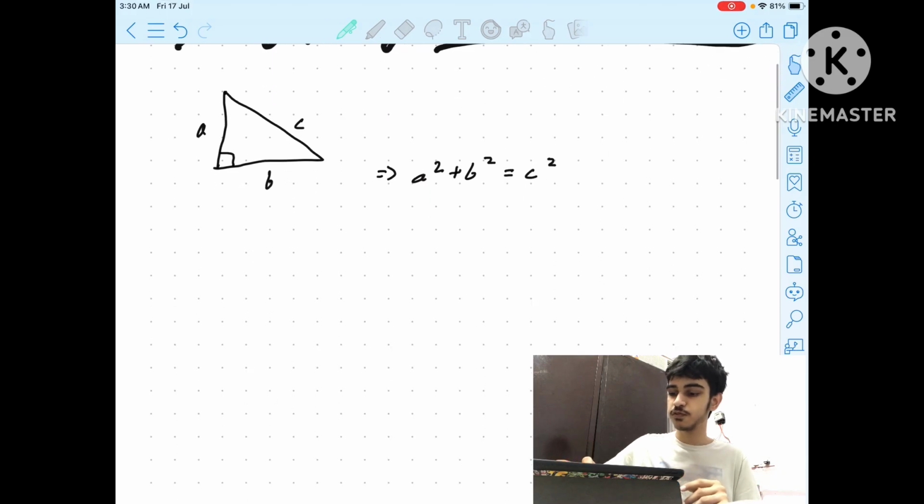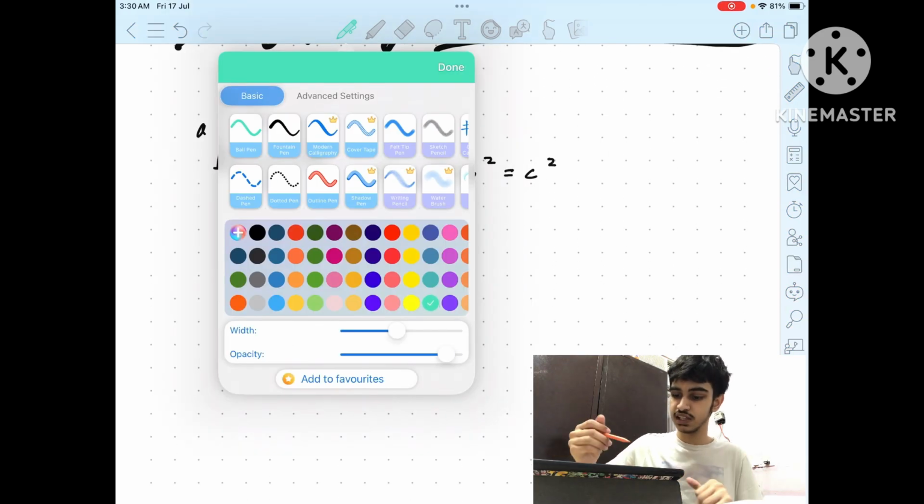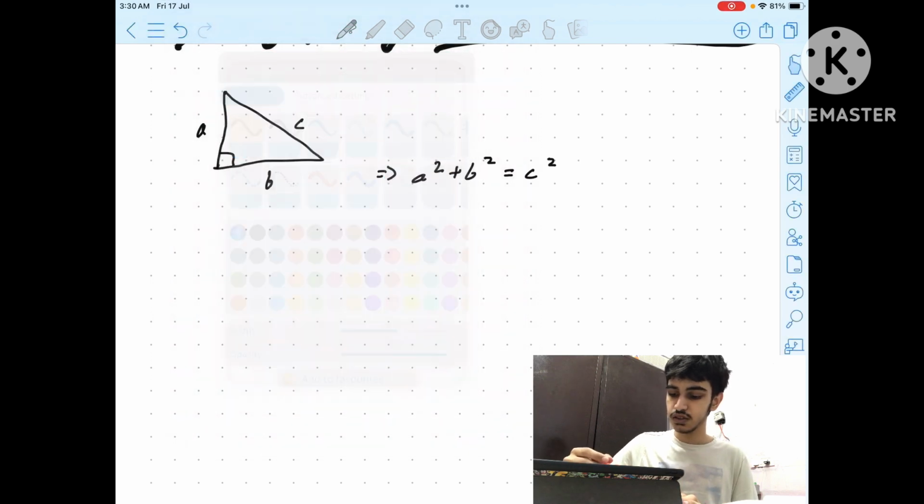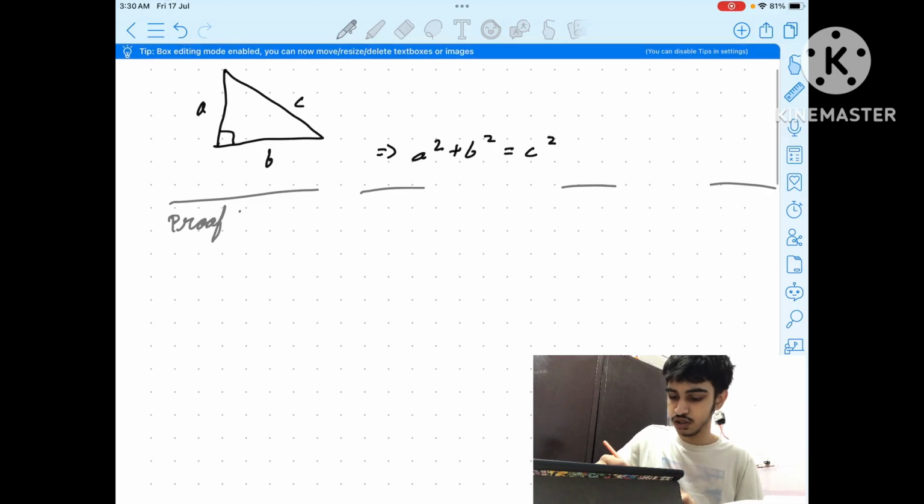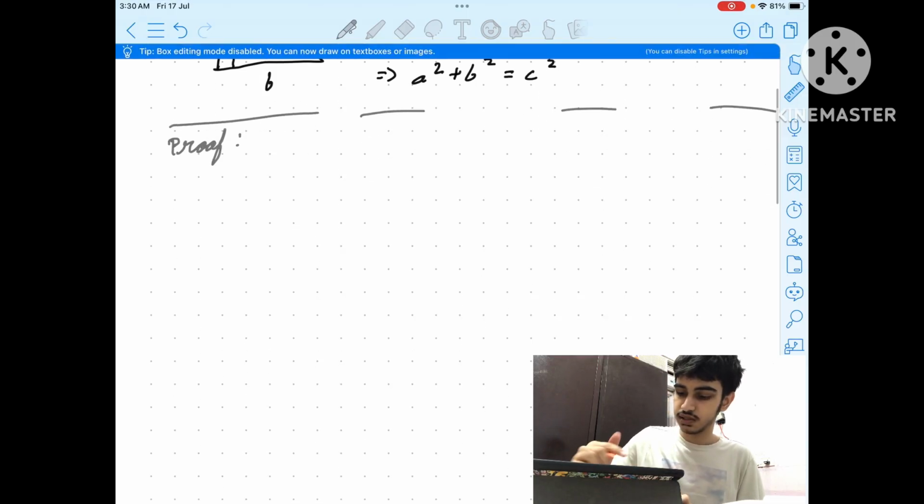There are multiple proofs of this, but these two I like, that's why I am going to prove this by these two. So for the first proof, proof number one, let me write it down. We will create a triangle.